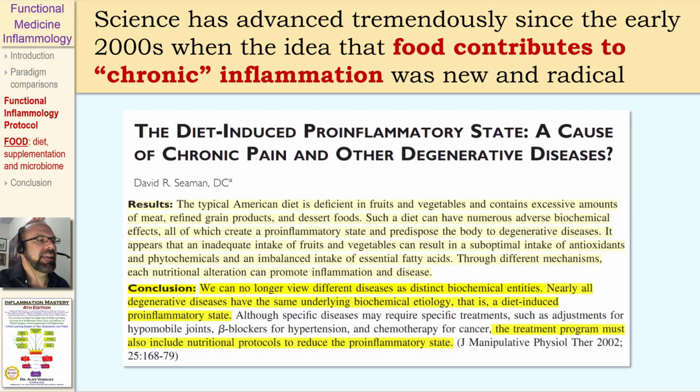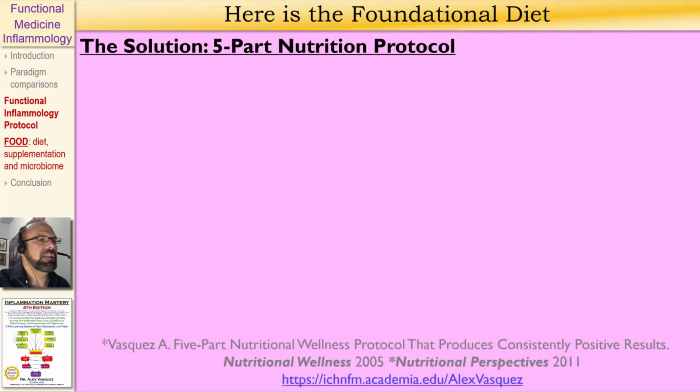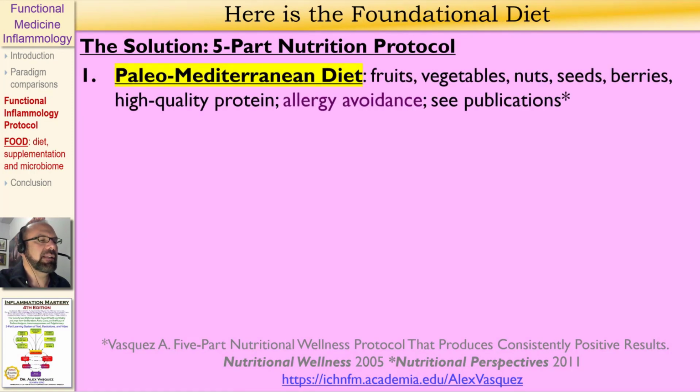First of all, we have to appreciate that diet indeed induces systemic inflammation. So this was a radical idea, say 20 years ago, when my friend David Seaman wrote this article, The Diet-Induced Pro-Inflammatory State. Now, this knowledge should be pretty widespread that diet does indeed contribute to sustained or chronic inflammation. So if a pro-inflammatory diet is the problem, then obviously the solution is an anti-inflammatory diet, which I've defined here as a 5-part nutrition protocol, which I call the supplemented Paleo-Mediterranean diet.